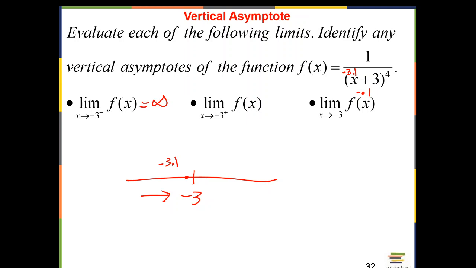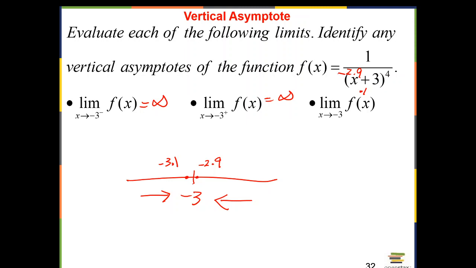Now what about from the right? Well, we're going to pick a number to the right of negative 3. Let's say negative 2.9. Now, we substitute here for x again. This time it is negative 2.9. Negative 2.9 plus 3 is 0.1 positive, and 0.1 positive to the fourth power is a positive number. So that is also positive infinity.